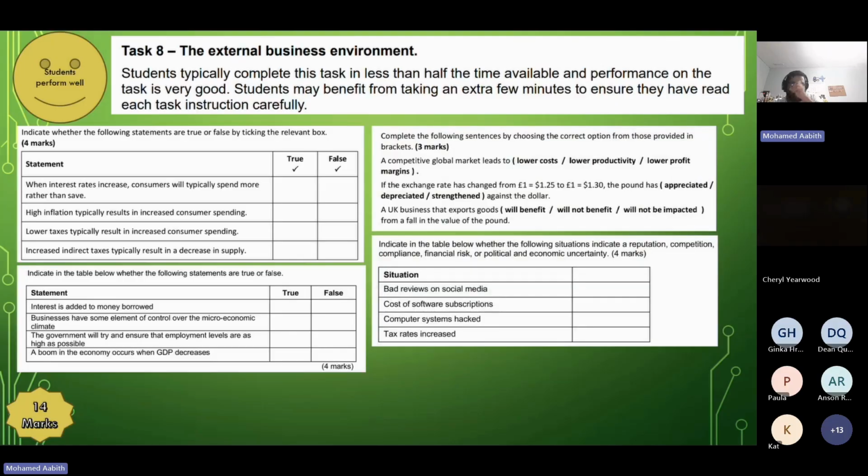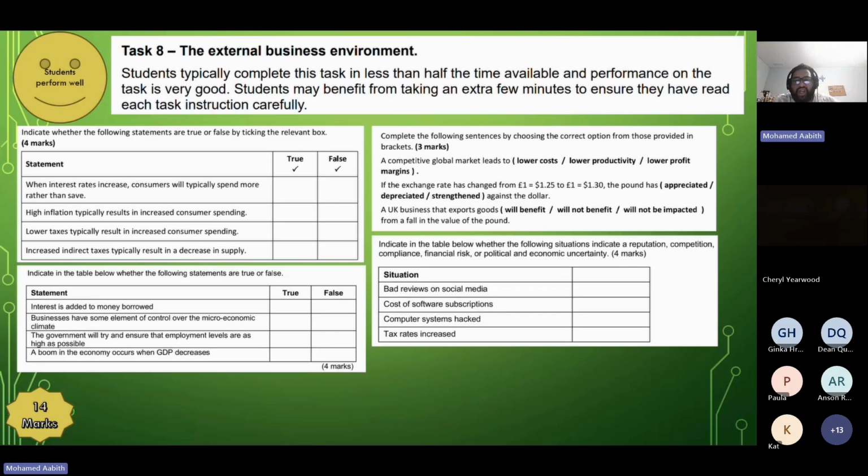Now let's look at this as well. This is also similar on the task there. They're asking here 3 marks for that. You have to choose which one it is there. A competitive global market leads to lower cost, lower productivity, or lower profit margin? It's going to be a lower profit margin because they're all competing to give you the lowest price possible. So they're going to eat into that profit margin. But that means the consumer is getting the best.